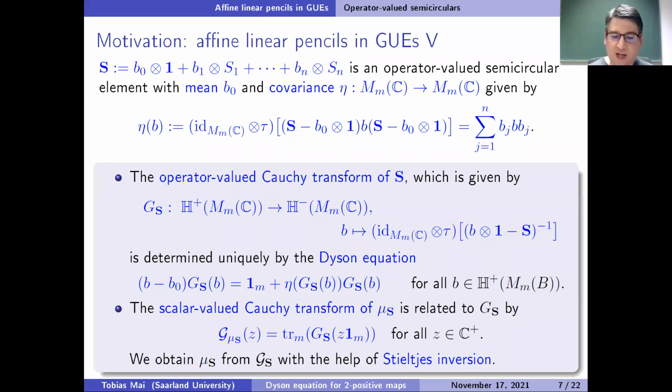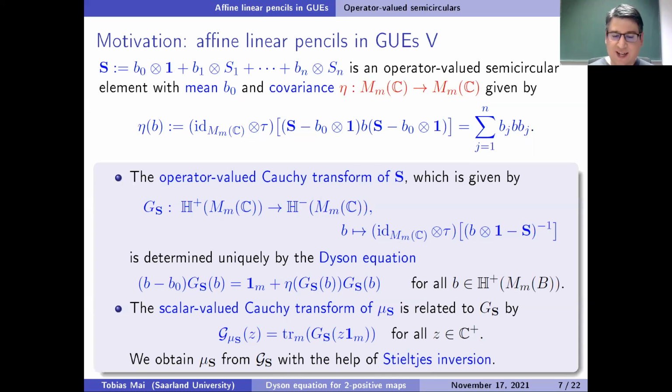And hence, you can recover from this knowledge, provided that one can solve the Dyson equation, which determines this function, the operator-valued Cauchy transform, you can, by this identity, compute the scalar-valued Cauchy transform. And from the scalar-valued Cauchy transform, you can actually recover the distribution of interest just by means of the Stieltjes inversion formula. So this tells us that operator-valued free probability is really able to settle this problem.